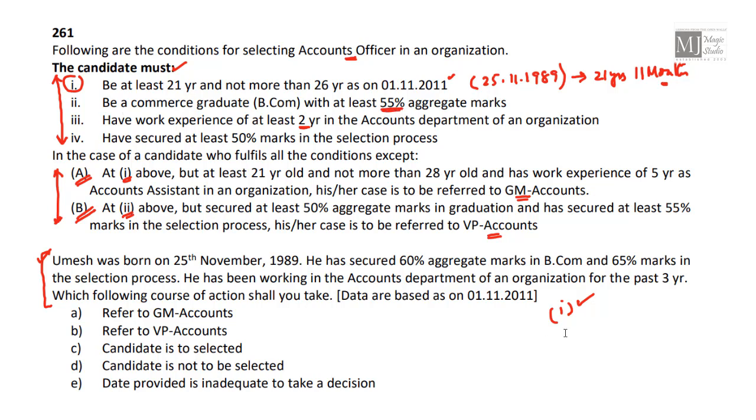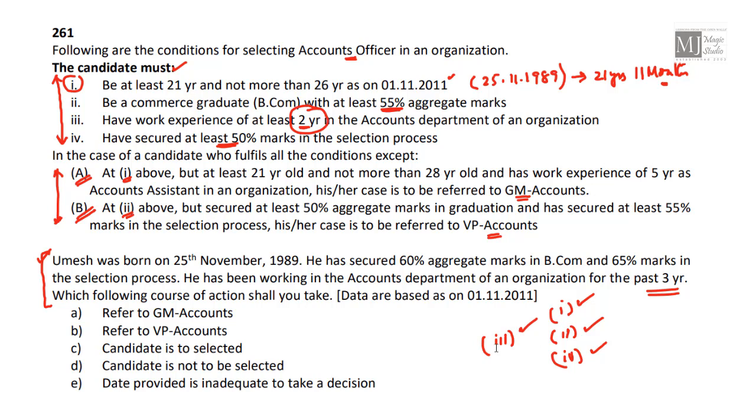We need only 55% marks in BCom. Condition number 2 satisfied. He has secured 65% marks in the selection process. In the selection process, he should have got at least 50% marks. Condition number 4 fulfilled. He has been working in the accounts department of an organization for the past 3 years and work experience of 2 years plus is required. That means condition number 3 is also fulfilled.